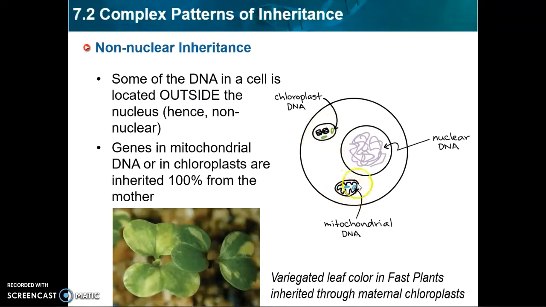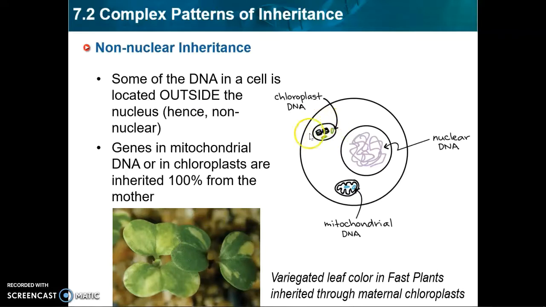The DNA inside both of those organelles mostly contains genes for how the chloroplast functions or how the mitochondria functions. And some of those genes, if they're mutated, they could have a visible phenotype or effect on the organism. One example of that would be in the fast plants that you see here. These are plants that have this variegated color pattern, which just means you see that variation of kind of stripy looking color pattern. This is inherited completely through the chloroplasts of the plant.